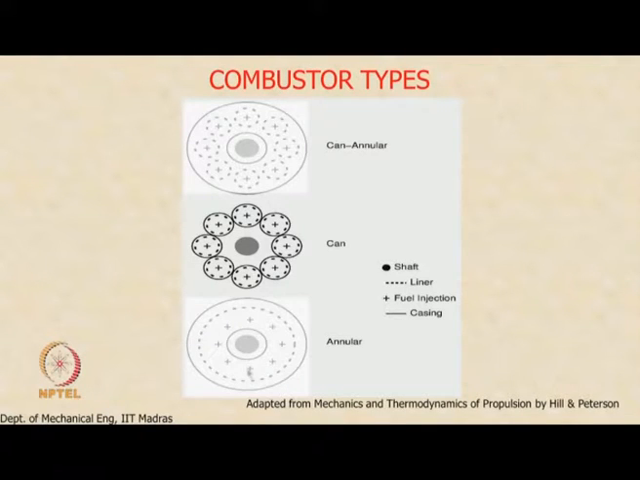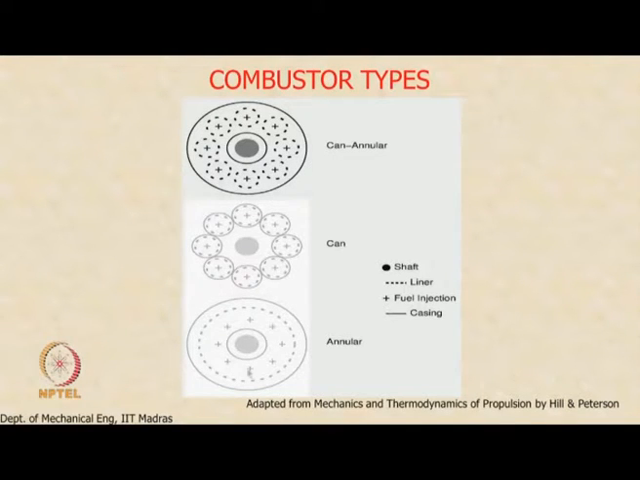In the can design, each one has its own casing, so it is more or less completely isolated from the other cans. Here the cans are not completely isolated from the others. They do not have individual casings, they all share the same casing. This is called the can annular combustor. All these three designs have been used. The annular and the can annular are probably more widely used than the can combustor itself.